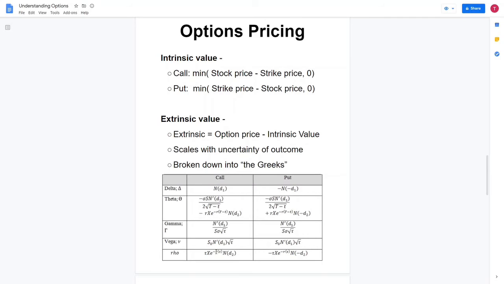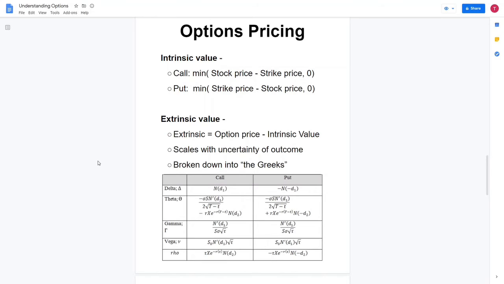Even if an option is currently out of the money, because there is time before expiration, there is still a chance that it could wind up in the money. Thus, people are willing to pay an extrinsic value to hold this option. This value scales with the uncertainty of the outcome. Because the extrinsic value is based on the probability of an option expiring either worthless or in the money, as that outcome becomes clearer, there's less extrinsic value associated with the option.